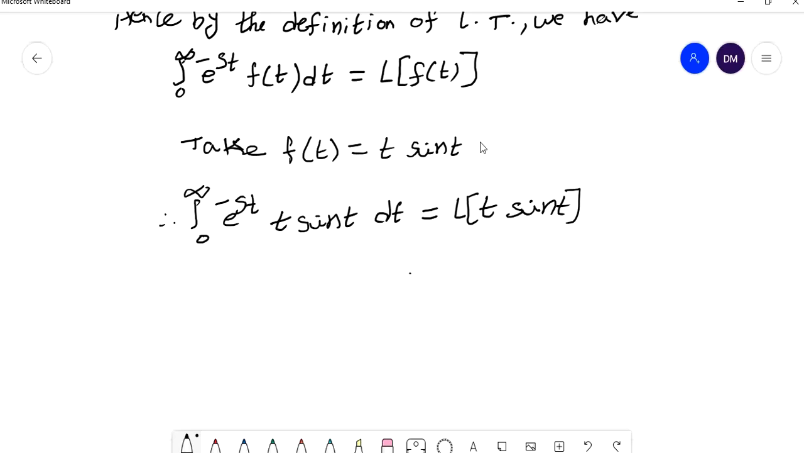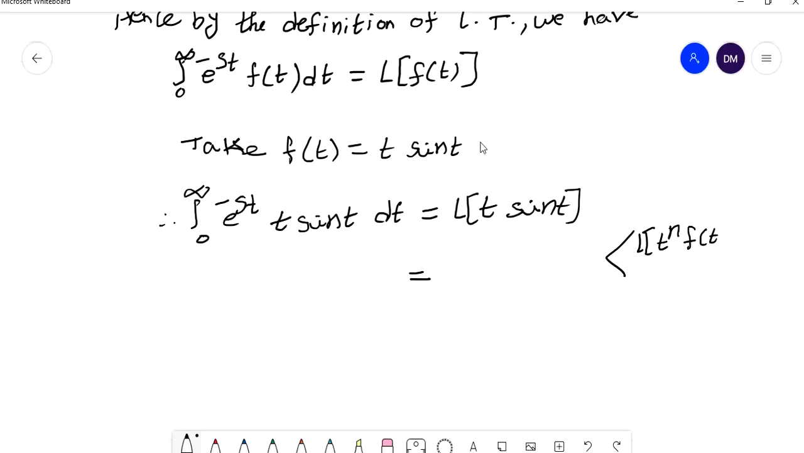Now we have to find the L of t into sin t value. How can you find? This is in the form of L of t power n into f of t.